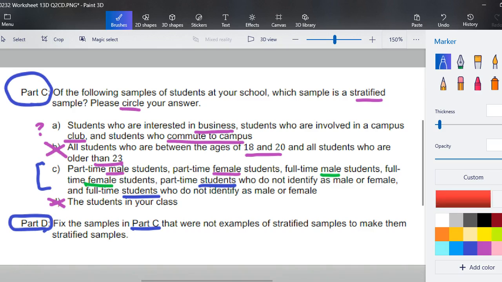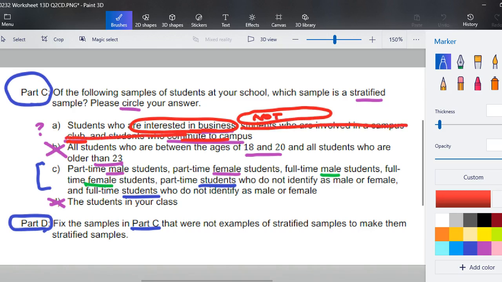So looking at part A, that was the one that was like, oh, that one sounds pretty good. One way we could fix this to get it more of a complete group is not to be so diverse with business and a campus club and a commuter to campus. Let's stick with interested in business. And we could survey students who are interested in majoring in business, and then we could study the other half of that, students who are not interested in majoring in business. Leave all of this other stuff out, and that's what stratified looks like.